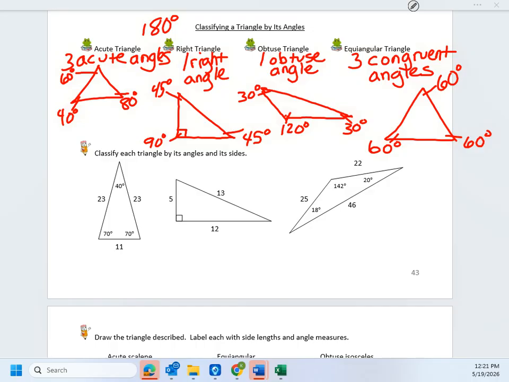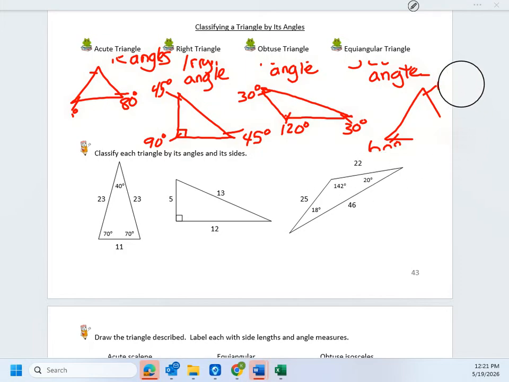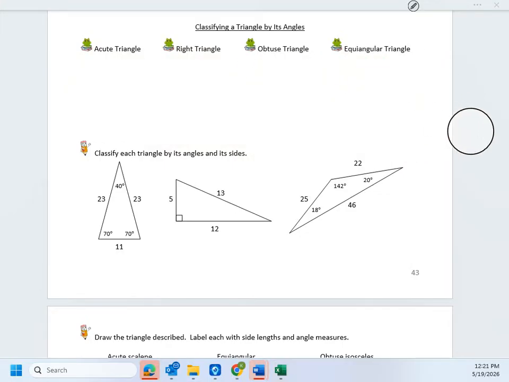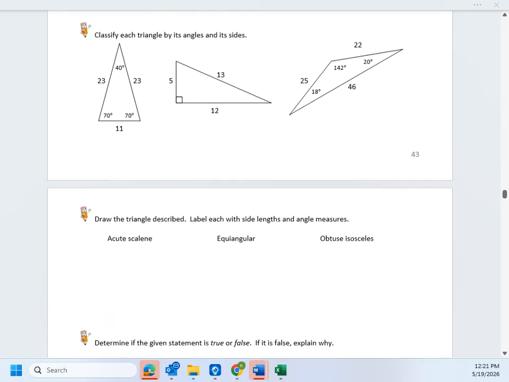Okay. Let's look at the bottom of the page. It says classify each triangle by its angles and sides. So we're going to write two names. We're going to write its angle name and its side name. Look at our first one. How would I classify that? So looking at your definitions, what kind of triangle is this? Ellie?